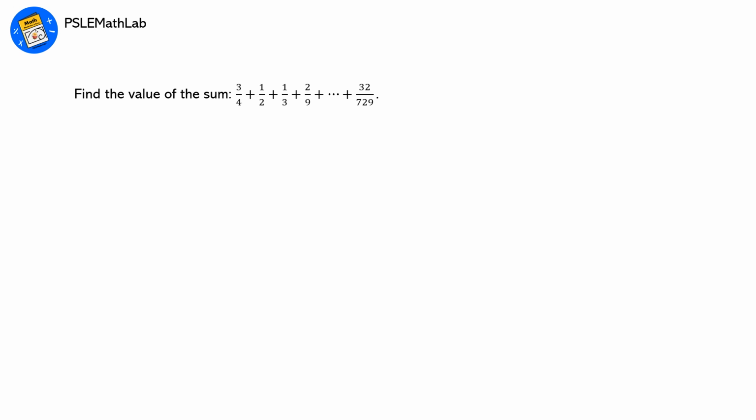Today we are having an interesting numeric manipulation question, which is to find the value of the sum of the series, which is 3/4 plus 1/2 plus 1/3 plus 2/9 plus dot dot dot plus 32 divided by 729. So how should we tackle this kind of problem?